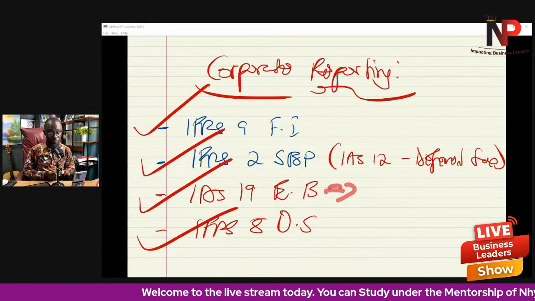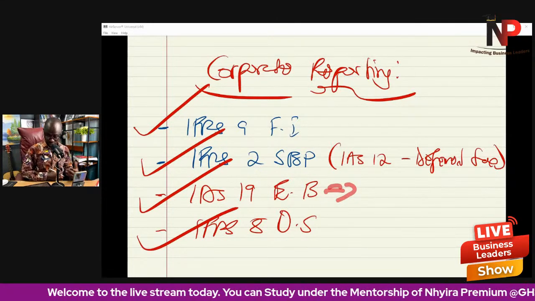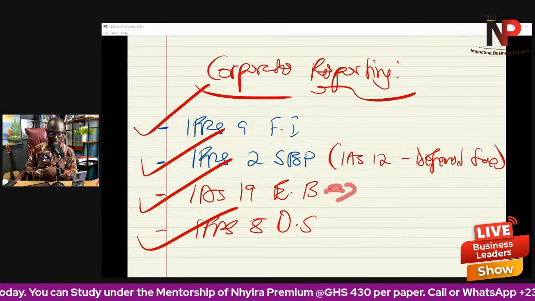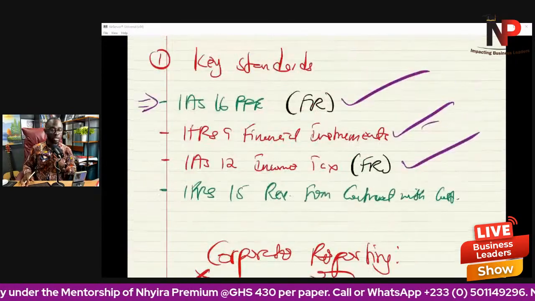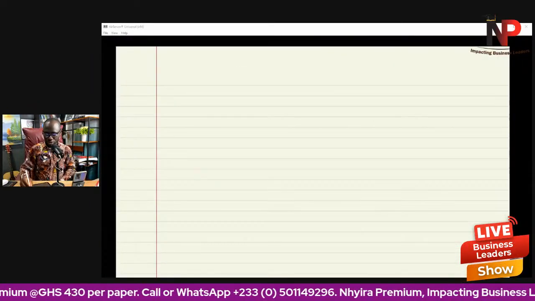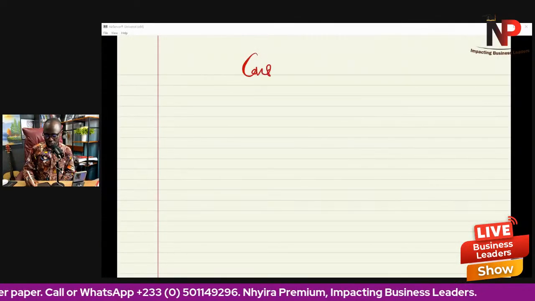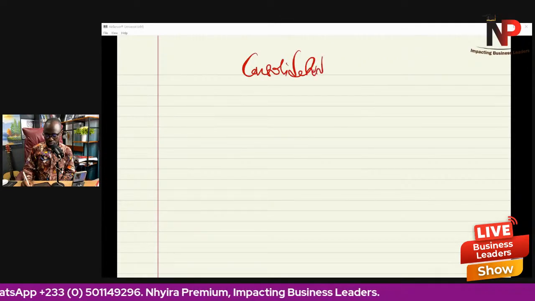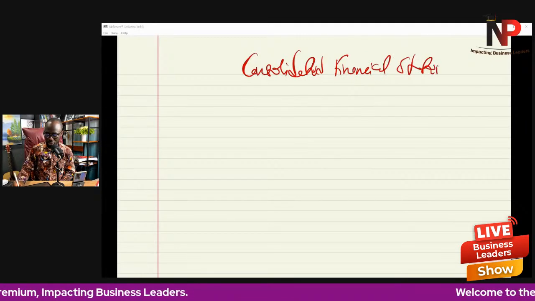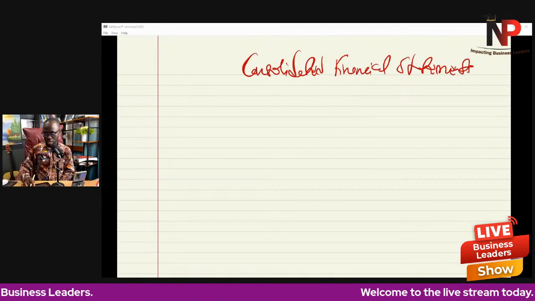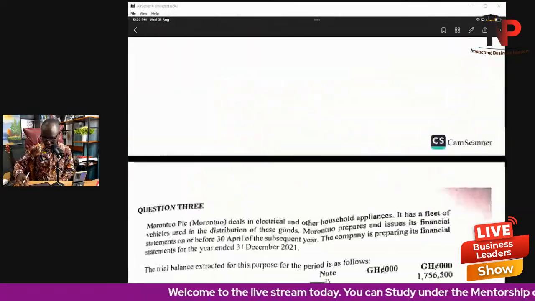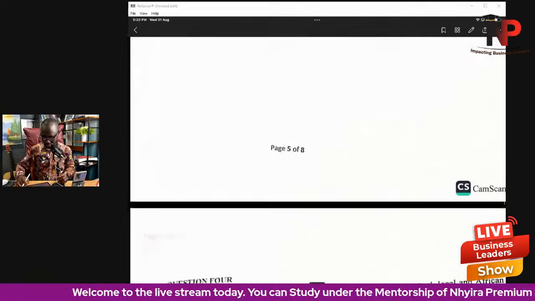Then OS, not Office of the Special Prosecutor, but I mean operating segments, is also another standard that you need to understand. But you see, the examiner is likely to bring you a theory question on consolidation. So when it comes to consolidated financial statements, there may be a theory question. I don't know. Let's see. Last semester, was there any theory question on consolidation? Let me see.